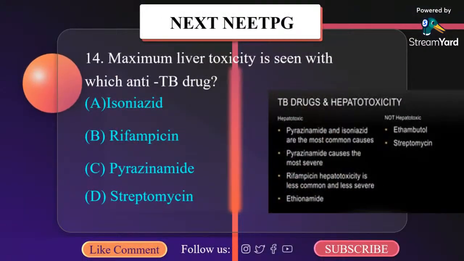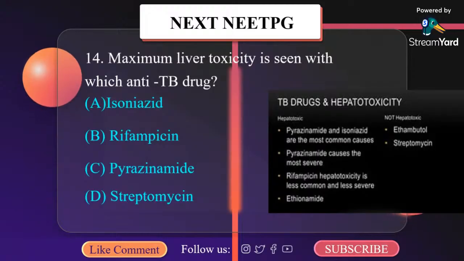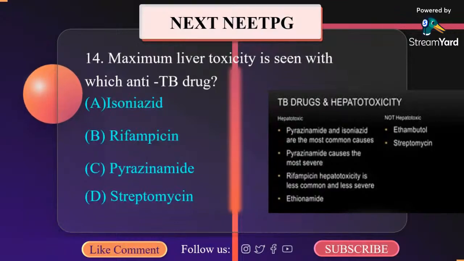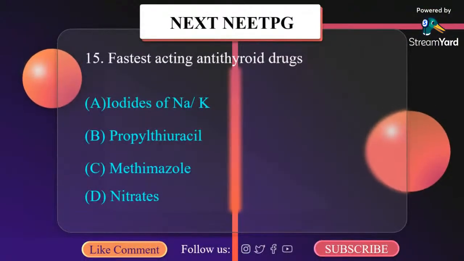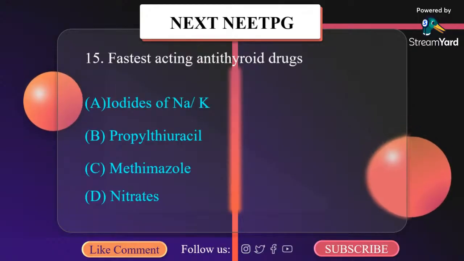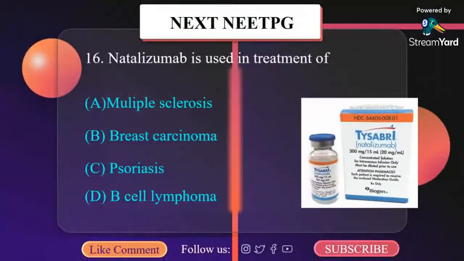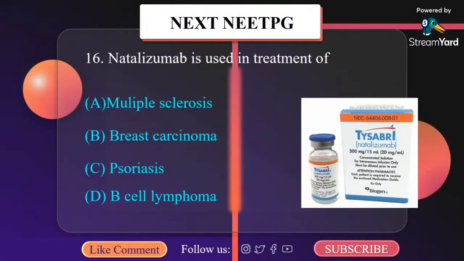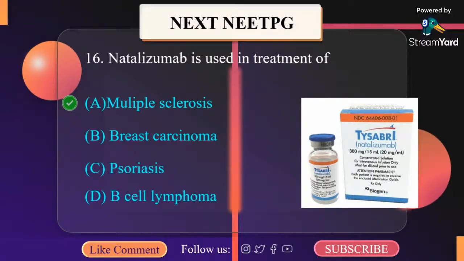Maximum liver toxicity is seen with which anti-TB drug? A, isoniazid, B, rifampicin, C, pyrazinamide, D, streptomycin. It is pyrazinamide. Correct answer here is C, pyrazinamide. Fastest acting antithyroid drug is A, iodide of NaK, B, propylthiouracil, C, methimazole, D, nitrate. It is iodide of NaK. Natalizumab is used in treatment of A, multiple sclerosis, B, breast carcinoma, C, psoriasis, D, B cell lymphoma. It is multiple sclerosis.